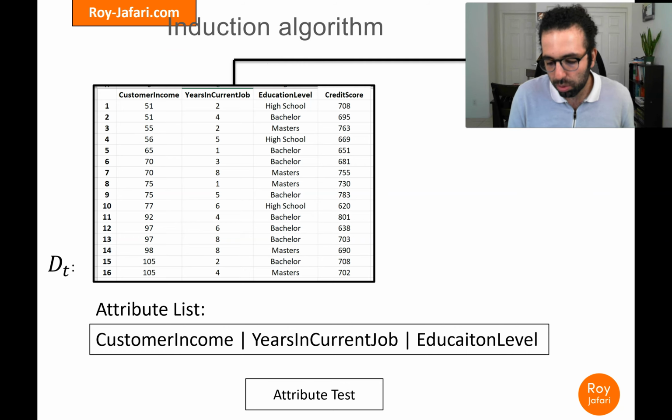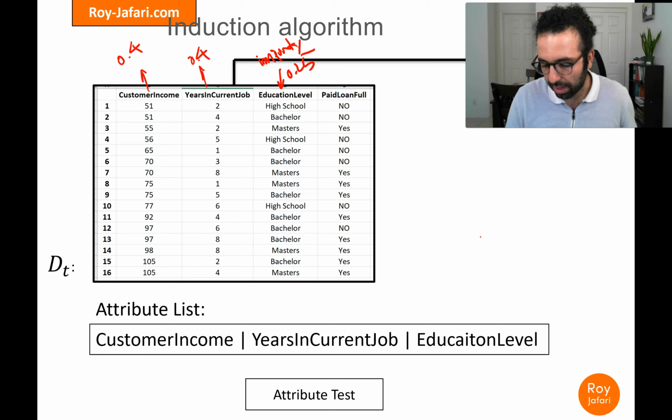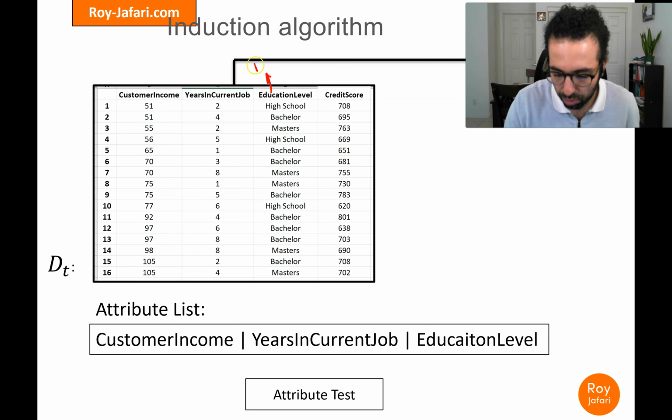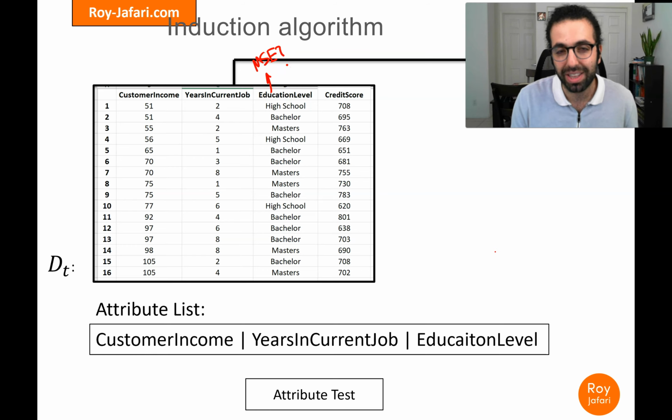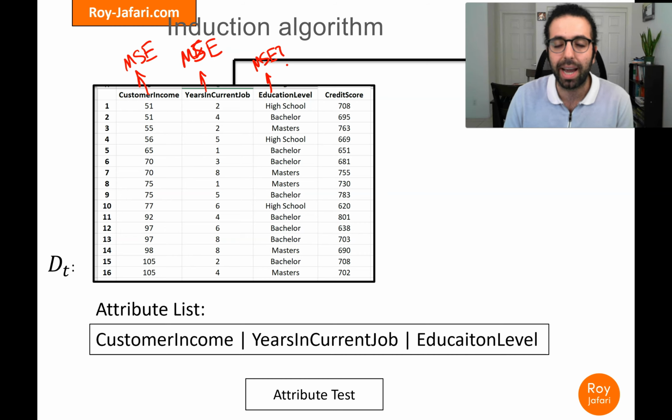So here we would do the same thing. We say if we were to split our data using education level, for example, what would be our MSE? We calculate that, and we find the split that leads to the least MSE for each of these attributes. Then we compare these best MSEs from each of the attributes, and we split the data based on the attribute and the split that leads to the least amount of MSE.